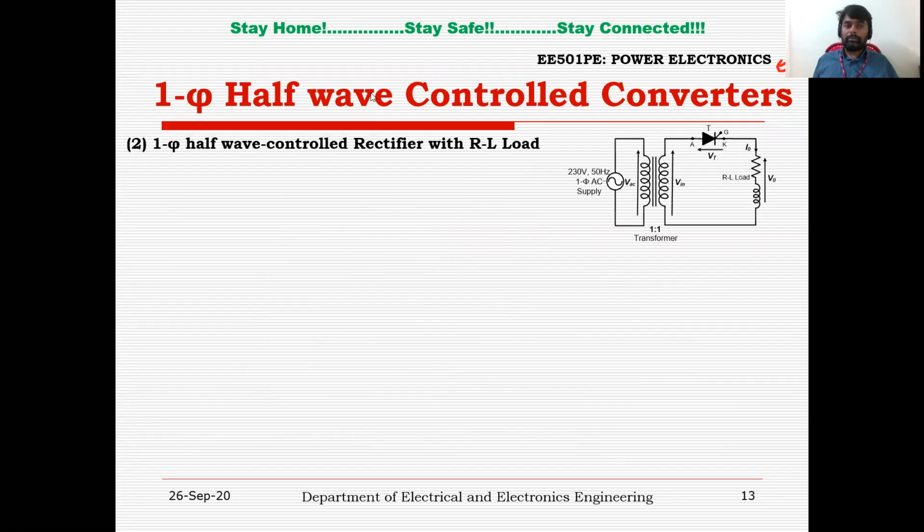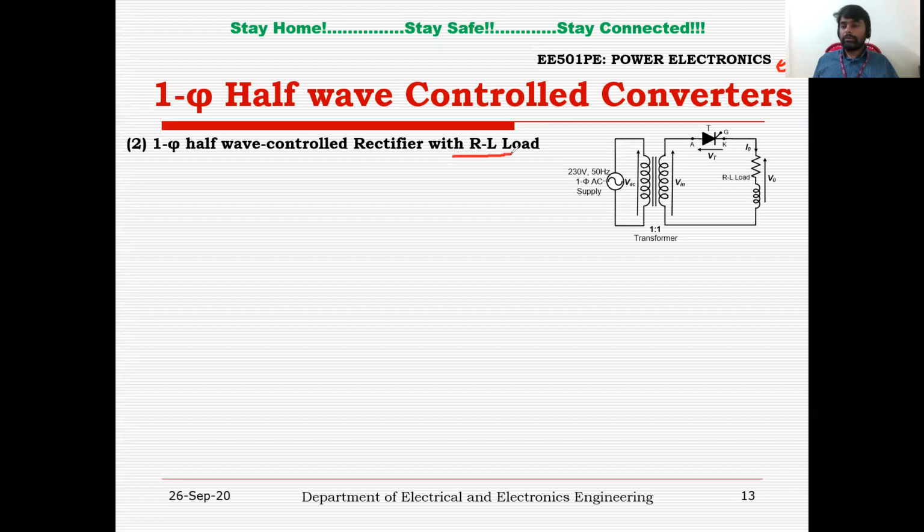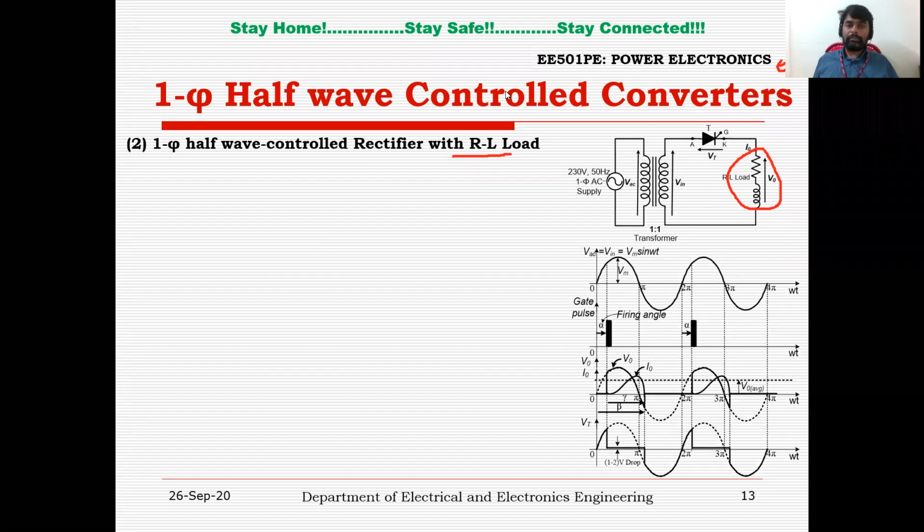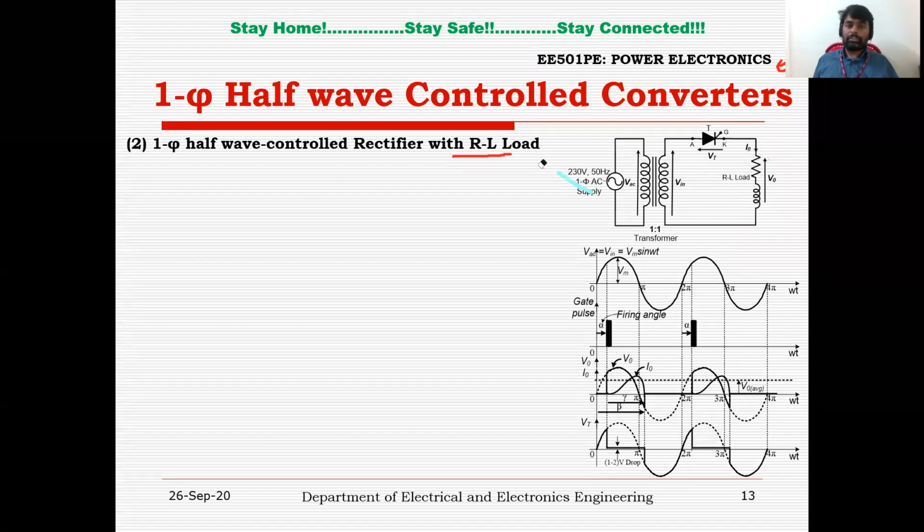Now we are moving to RL load. So I have just replaced the load with the RL load. R means resistive, L means inductive. Right. Now these are the expected waveforms you can see here. Now we are going to explain this one.